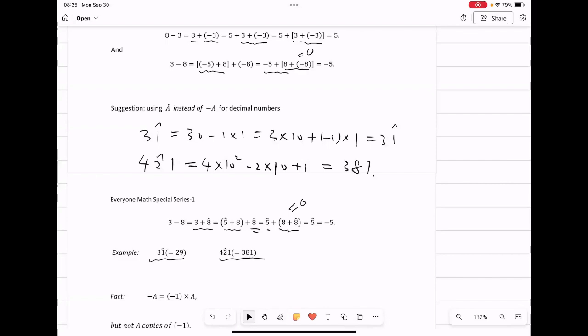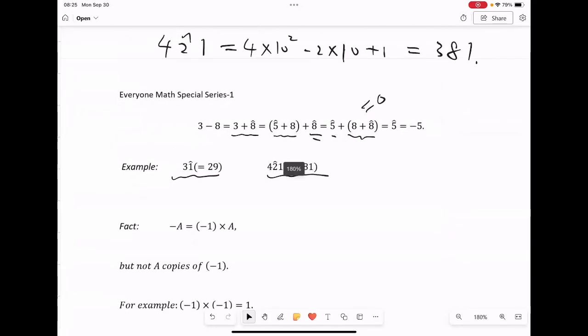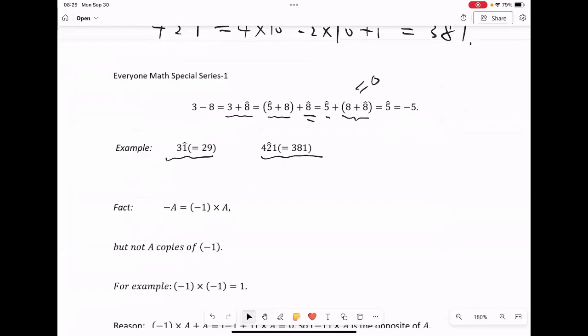Okay. There's another way to understand the above calculation for small number minus big number. Here we have to introduce the following fact, which is quite important also. The fact is, whenever you look at the so-called opposite number of a, which is minus a, whatever this a is, it could be a negative number or a positive number, essentially it is just -1 multiplied by a. This is quite important, okay?